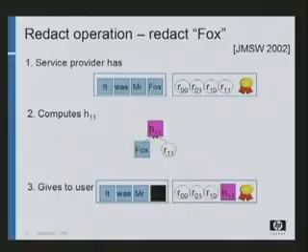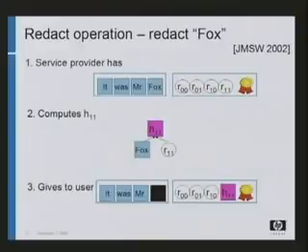So for the redaction operation, for example, if we want to redact fox, that means we want to remove the fox from the document. Now, the service provider will have to do the following. It will have to compute an intermediate hash for fox, and that is H11, which is computed as the concatenation of fox and its corresponding random value. And H11 is computed because when the user has to reconstruct the Merkle hash tree later on, without knowing fox, the user can still use H11 to reconstruct the tree and the root hash.